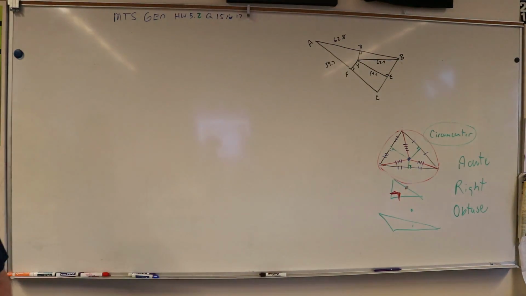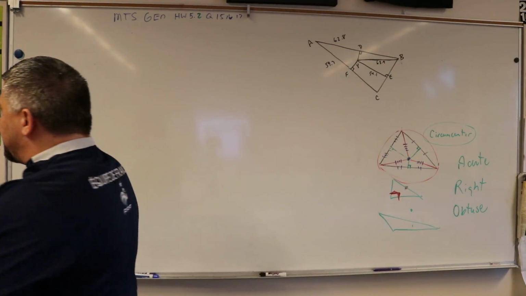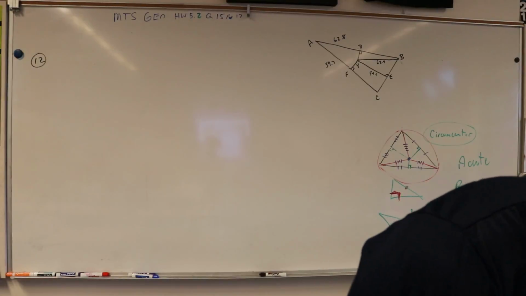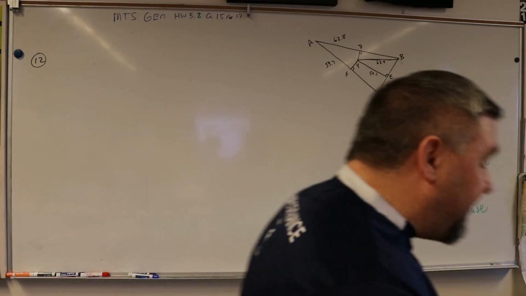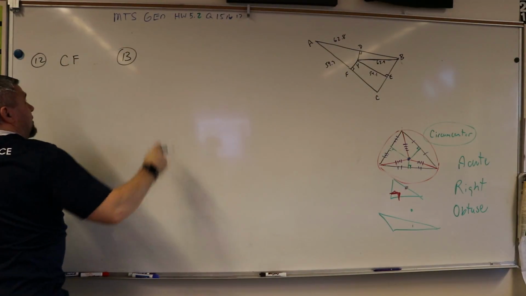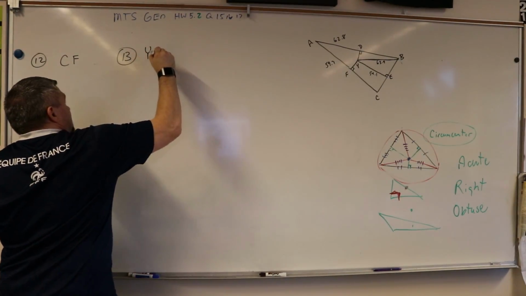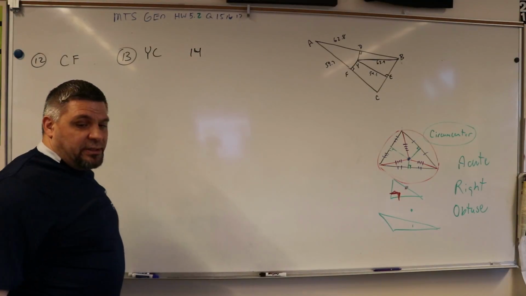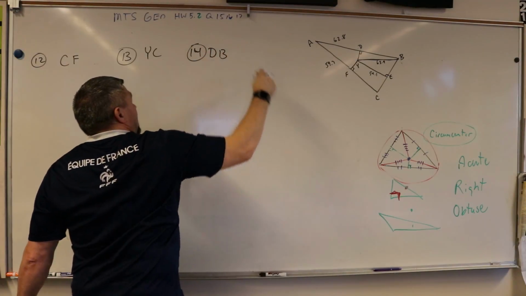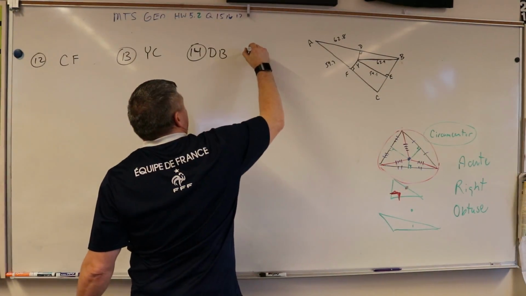this circumcenter so that we can figure out this diagram so that we can do problems 12, which is find the length of CF, 13, which is find the length of YC, 14, which is find the length of DB, and 15, which is find the length of AY.